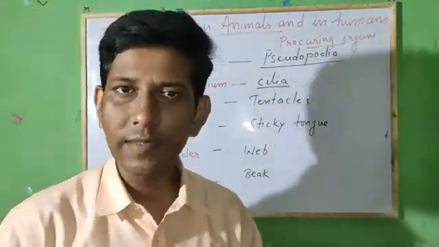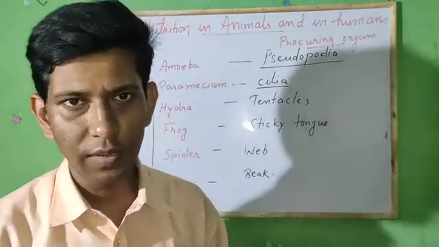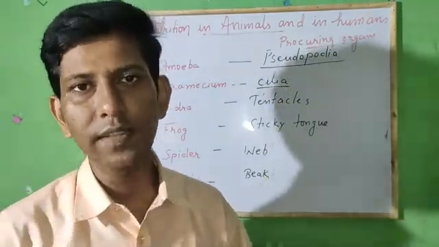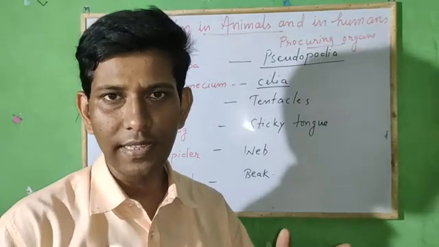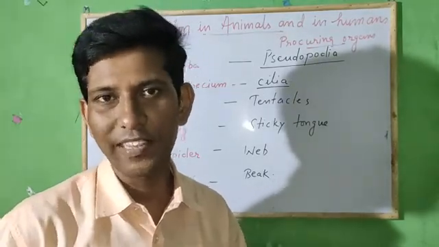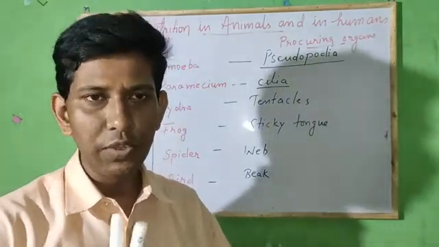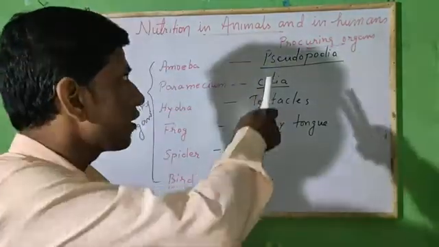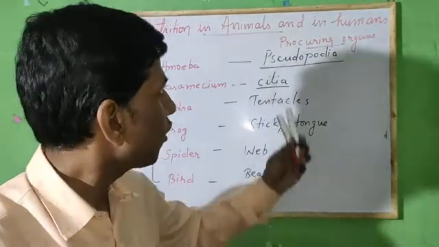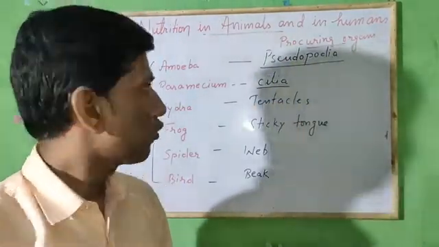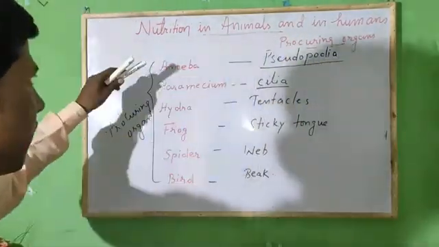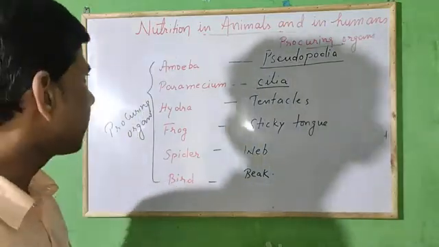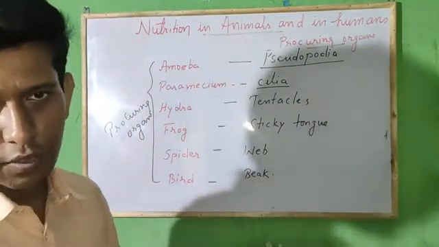In the last class we discussed the process of nutrition, in which we discussed the different steps like ingestion, digestion, absorption, assimilation and egestion. Today we will see that different organisms have different organs for capturing food, also called procuring organs. You can see on this board that different organisms are there and they have different organs to capture food.